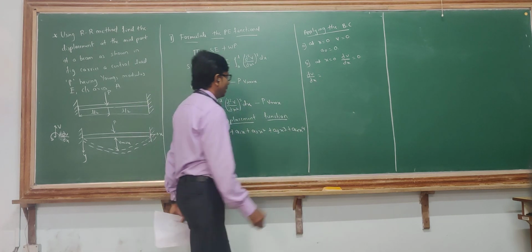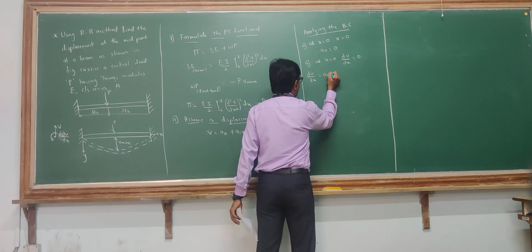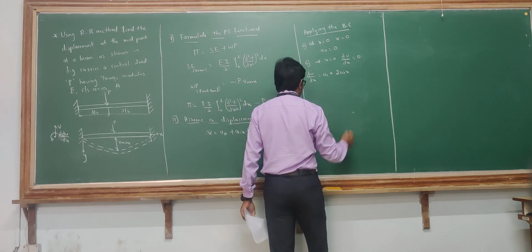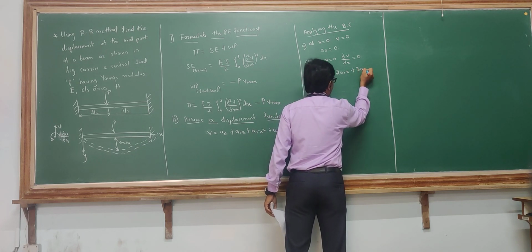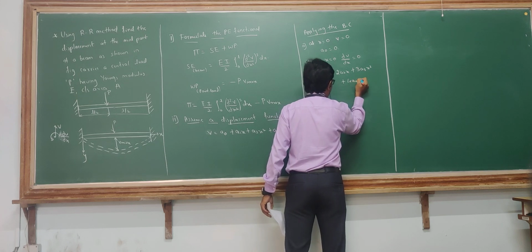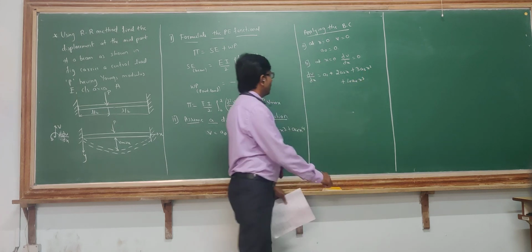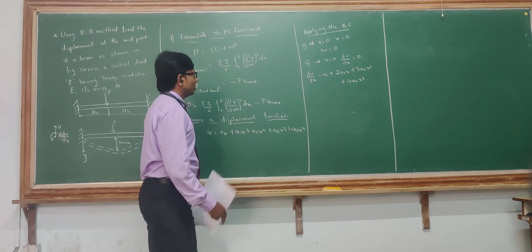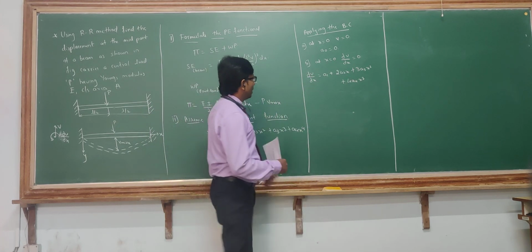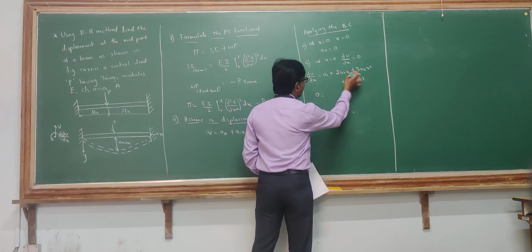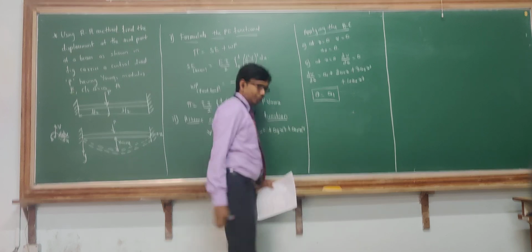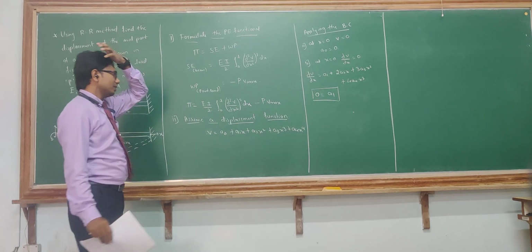This will be 0. Next it will be a1 plus 2a2x plus 3a3x square plus 4a4x cube. So this is dou v by dou x. Applying the boundary conditions at x is equal to 0, dou v by dou x is equal to 0, which means that 0 is equal to everything becomes 0, and you will be getting a1 is also equal to 0. Okay, I hope it is clear.